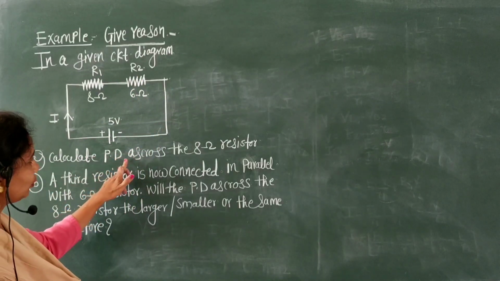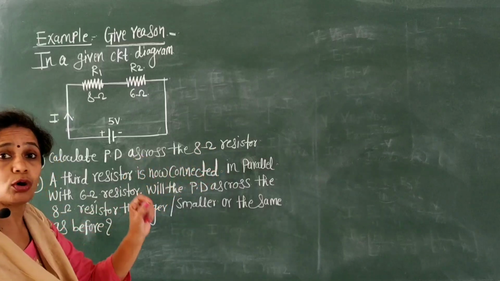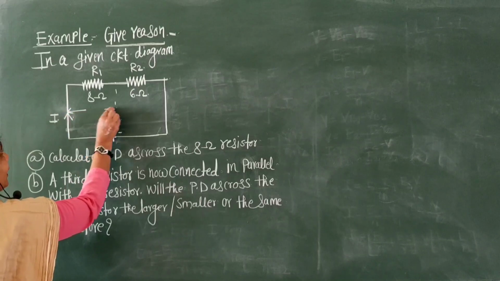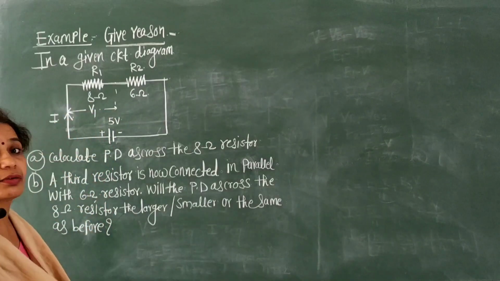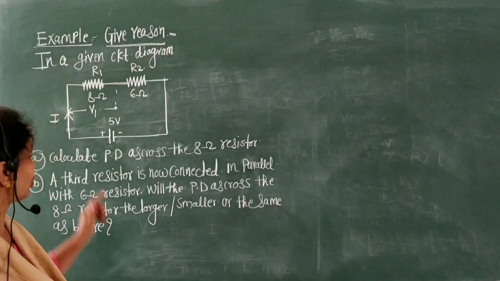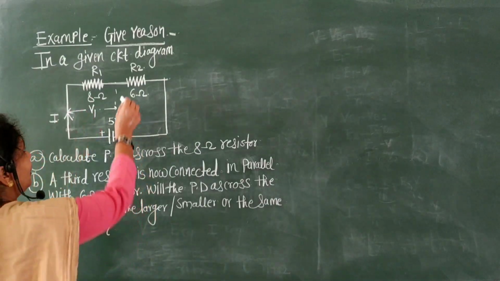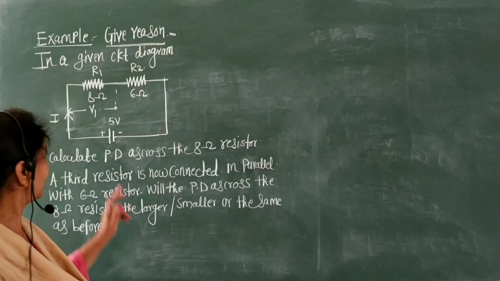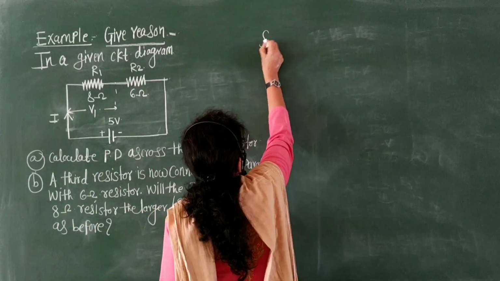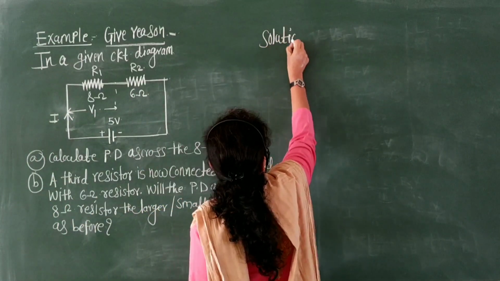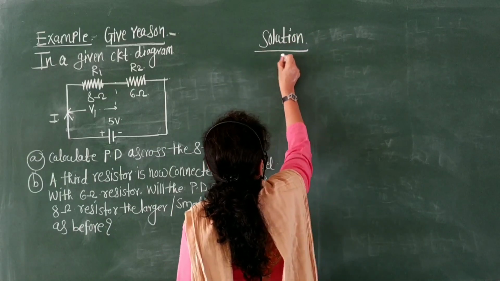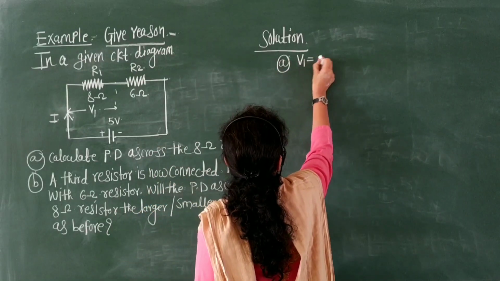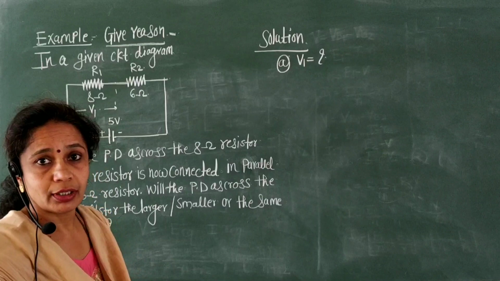Now, calculate the PD across the 8 ohm resistor. Say it is V1. PD across the 8 ohm resistance is V1. PD across R2, the 6 ohm resistance, is V2. Therefore, we have to calculate the solution. In part A, we have to calculate V1, the PD across the 8 ohm resistance.